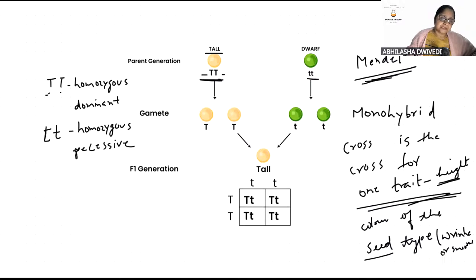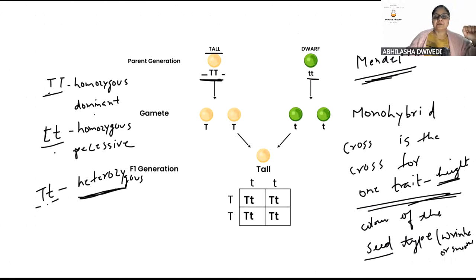And the third type is Tt. This is called heterozygous. That means both alleles are different. In the first case both alleles are the same, but capital letter, so it is dominant. In the second, small letter, so it is recessive. And this is the heterozygous condition. That means one tall and one small. Tall, small. That way we call it heterozygous.